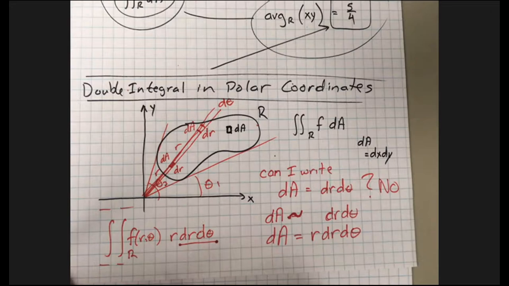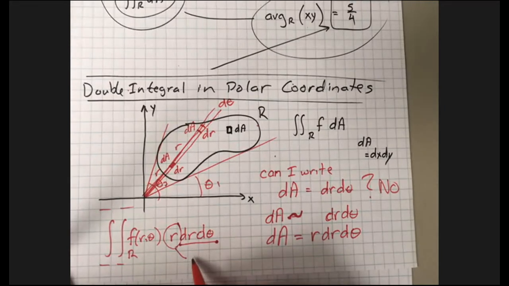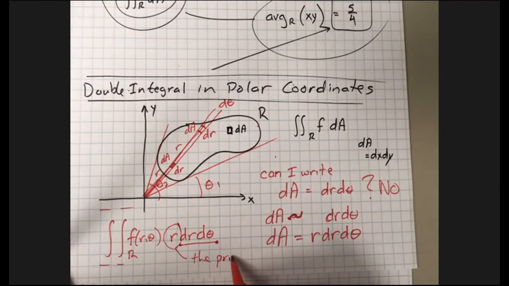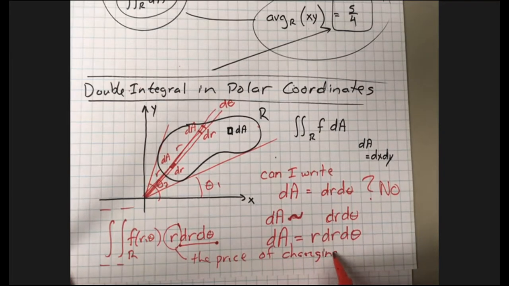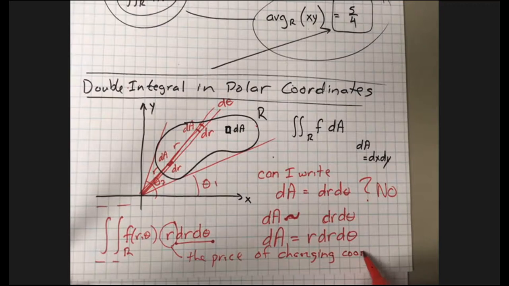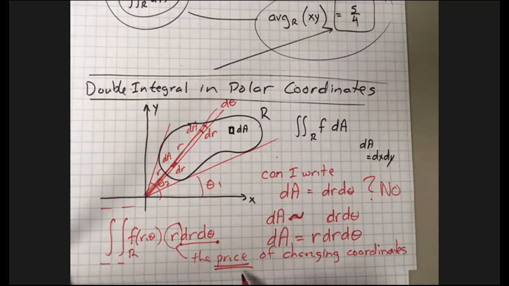But you have to pay for it. And you pay for it by inserting this r. This r is the price of changing coordinates. Now, this is what we'll do next time and next week. I'm allowed to change coordinate systems, but I always have to pay a price. The bill always comes due, always.